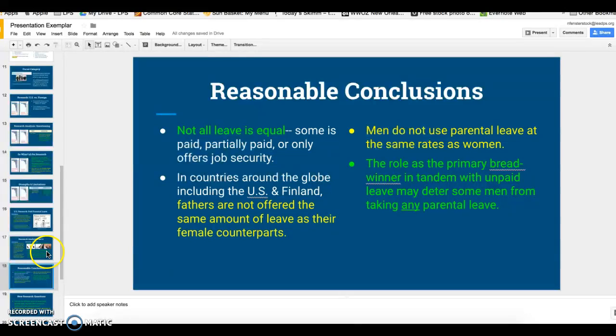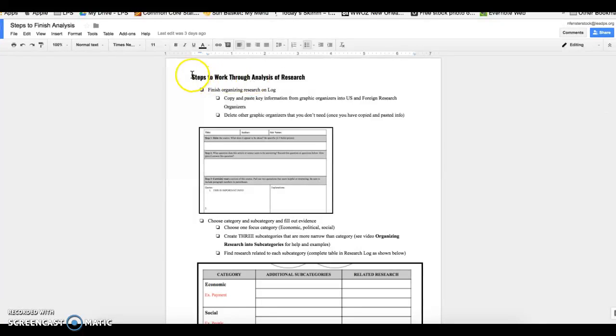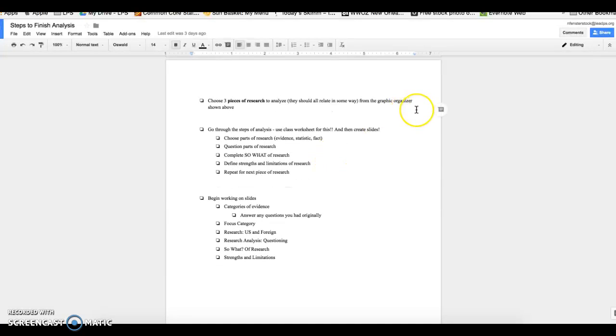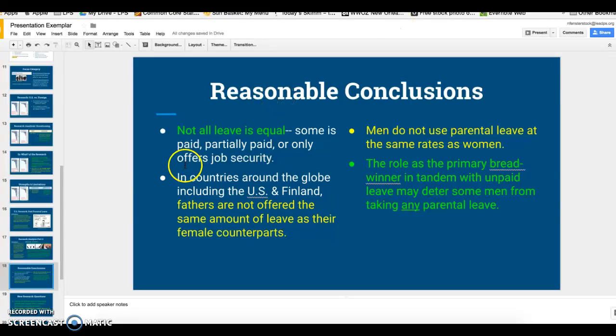But at this point, you should spend the rest of class making sure that you are working through the steps to work through analysis of research checklist. All of this really should be done by next class. Okay, that way we can focus on the last handful of things that we need to get done and learn about before we can present our presentations at the end of the week.